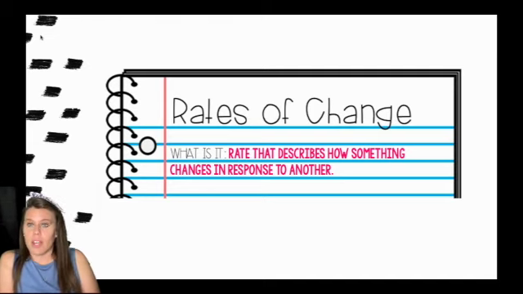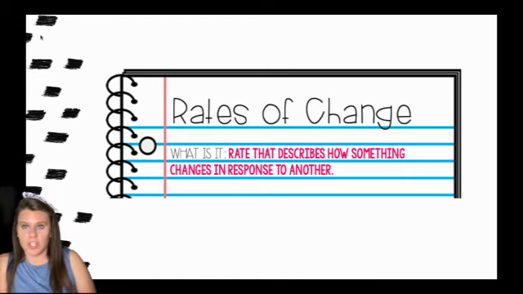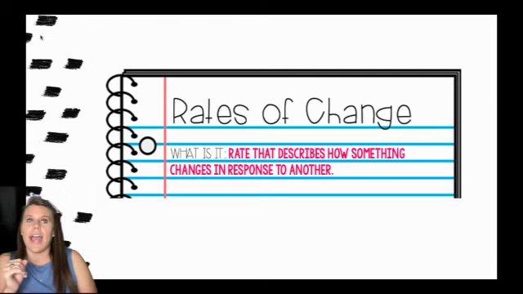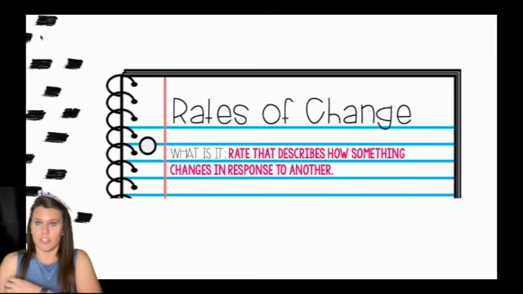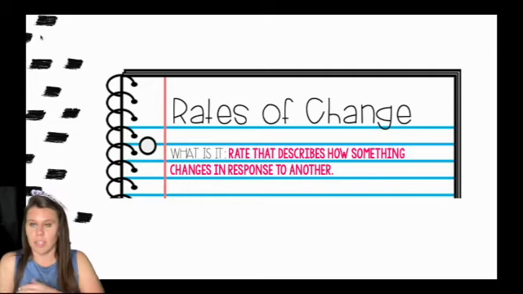When we think about a rate, that's some type of number, some type of description that tells us how something changes. How do my students' test scores improve with the style of teaching that I changed? Or how do you get faster if you take an energy drink or you don't take an energy drink? So there's a response to something that has happened.